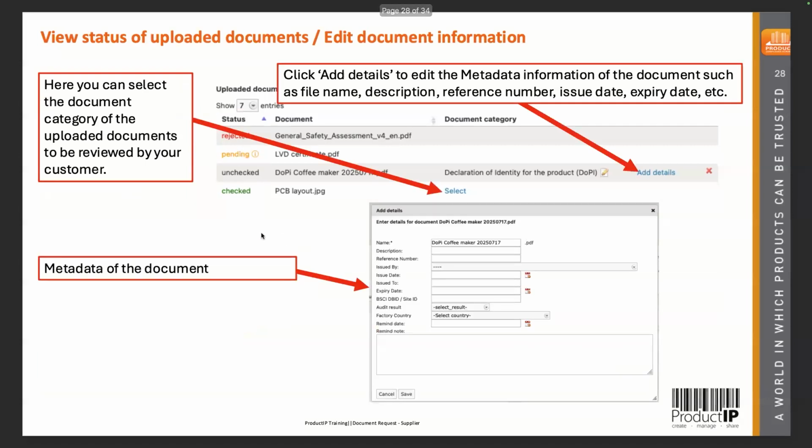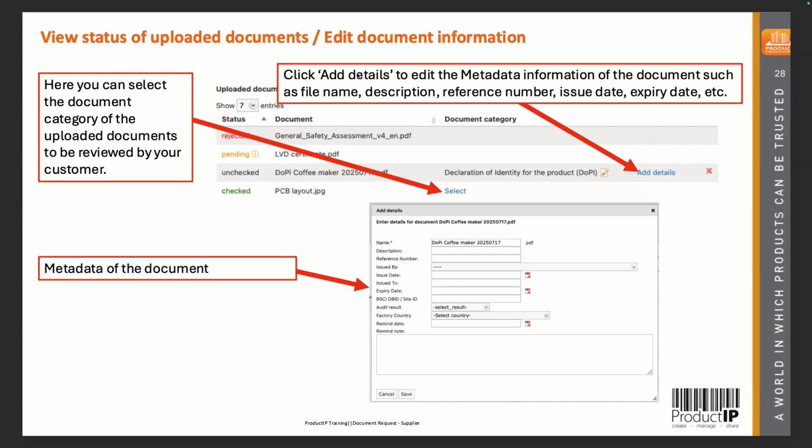You can also choose the document category of the provided document. For example, here we have a declaration of product identity for this coffee maker. You can select the document category here. In this case, it's a declaration of identity for the product, called DOPI. And you can still modify this information.